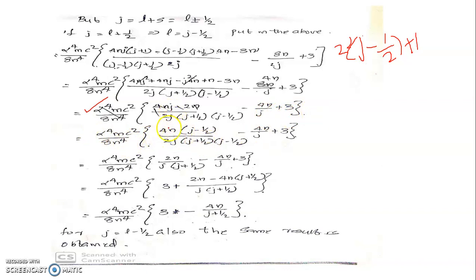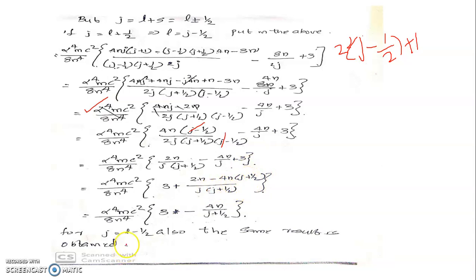Let me take 4n as a common factor from the numerator: 4n into j minus half, so that I could cancel j minus half in the numerator and denominator. Minus 4n by j plus 3. That is, 2 vanishes, 2n by j into j plus half minus 4n by j plus 3. Or this is 3 plus, make this j into j plus half as an LCM or common denominator, so that I will have to multiply this term by j plus half. Then this becomes 2n minus 4n into j plus half.